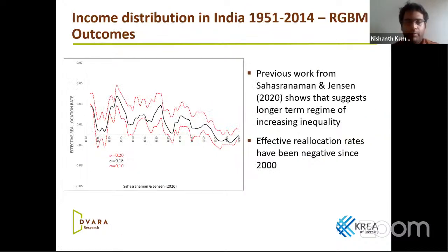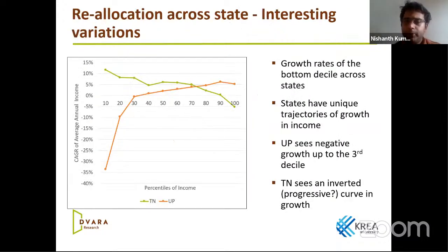Previous work by Anand and Henrik Jensen in 2020 also shows from data available from Piketty and Chancel and the World Inequality Index that it's not just now, since the early 2000s we've had a negative reallocation regime. That may have been the case for us, and that constitutes a longer term problem that we are seeing the economy take.